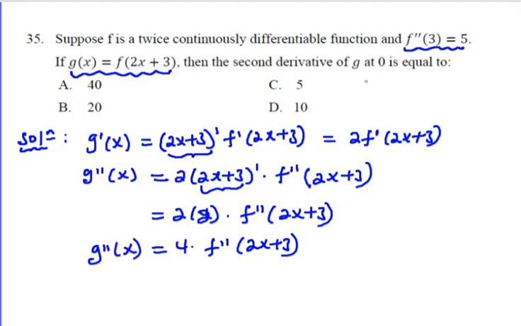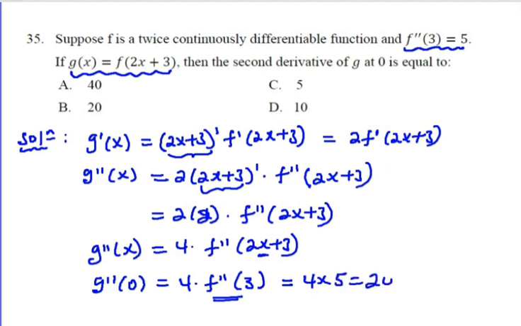Now the question is, what is the second derivative of g at 0? The second derivative of g at 0 is 4 times the second derivative of f at 2 times 0 plus 3, which is 3. Therefore, it is 4 times the second derivative of f at 3, which is already given as 5. So 4 times 5 is 20. The second derivative of g at 0 is 20.